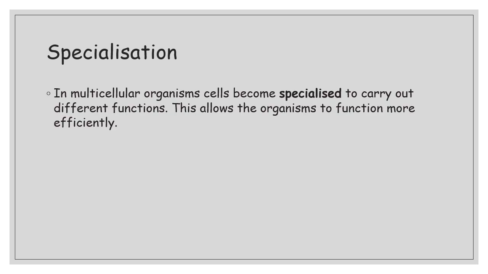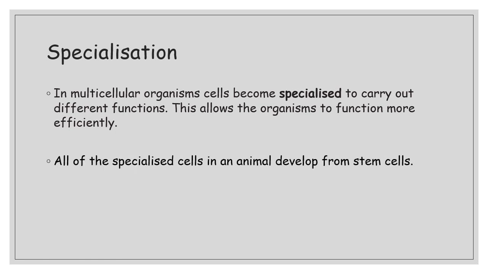Now, the cells that we were looking at in the process of cell division and mitosis looked like fairly ordinary animal cells with a cell membrane, cytoplasm, and a nucleus. However, in multicellular organisms, those cells become specialized. They need to be carrying out different functions, so therefore they look different and act differently. That allows the organism to function more efficiently.